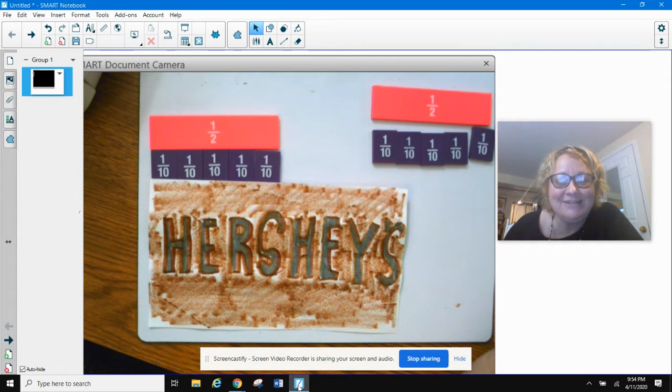How many tenths is Chanel going to get for it to be equal to 1/2? 5. 5 tenths is the same as 1/2. They are equivalent fractions. Say that word for me. Equivalent fractions. They're the same. They look different, but they're the same.